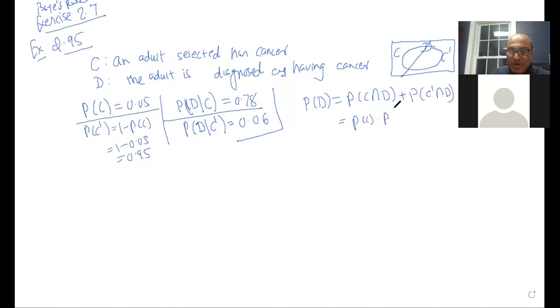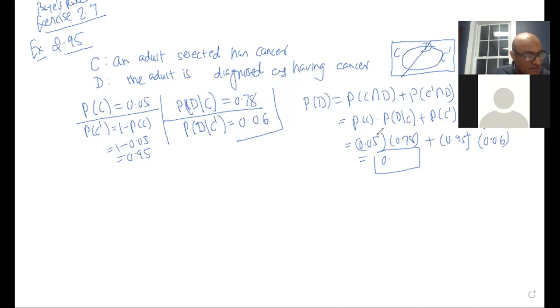of C given that probability of D given C plus probability of C dash and probability of D given C dash. That is equal to probability of C is 0.05. Probability of D given C, that is equal to 0.78. Then C dash is 0.95. And probability of D given C dash, that is equal to 0.06. And if you use your calculator, you are going to get 0.096. So that is the probability.